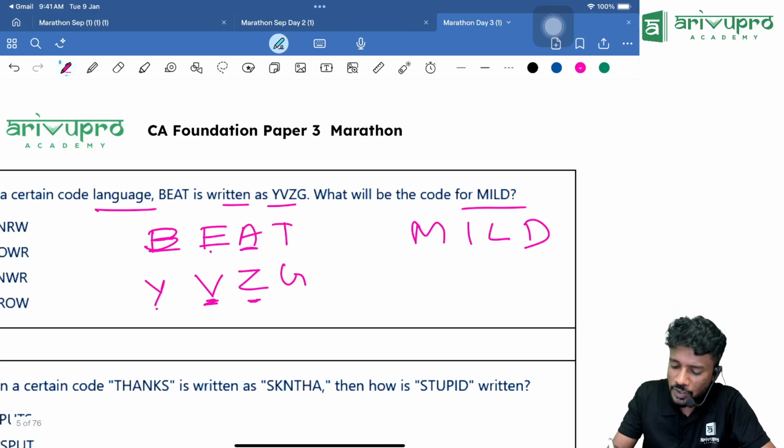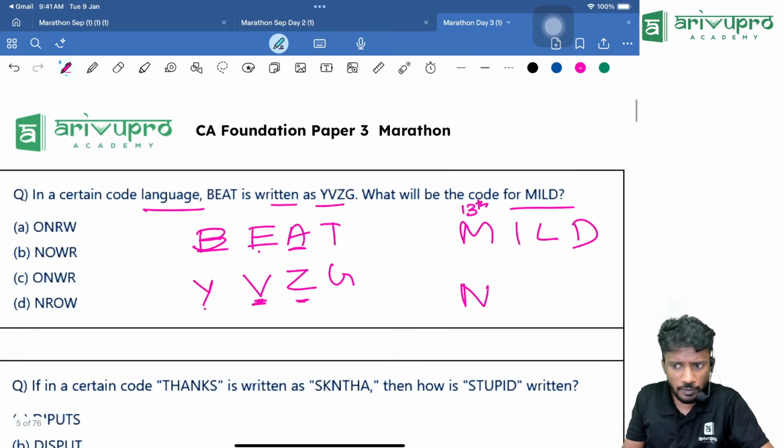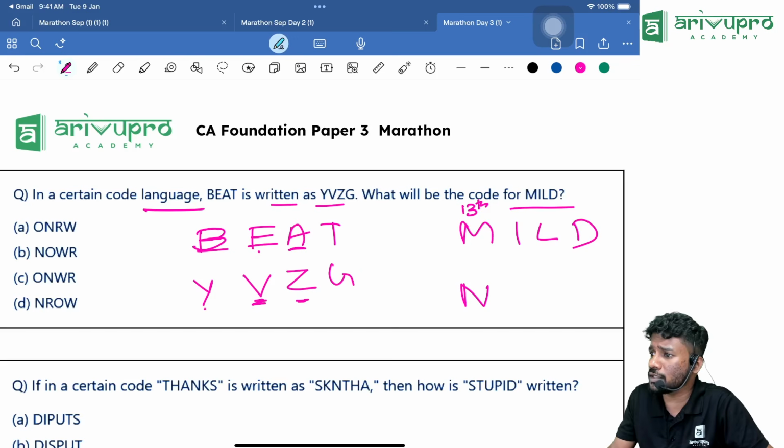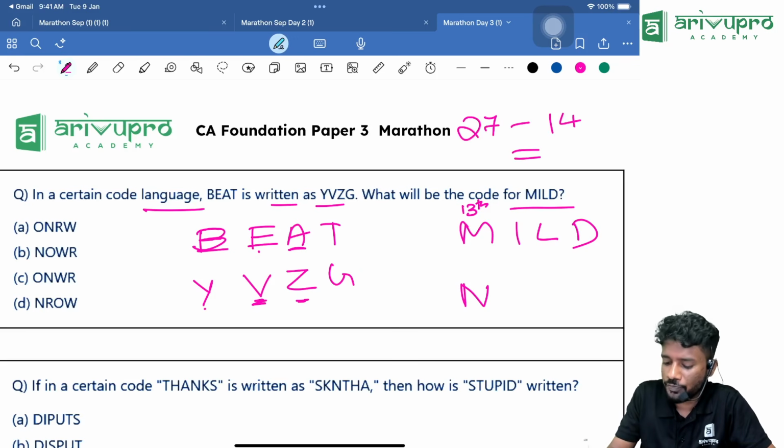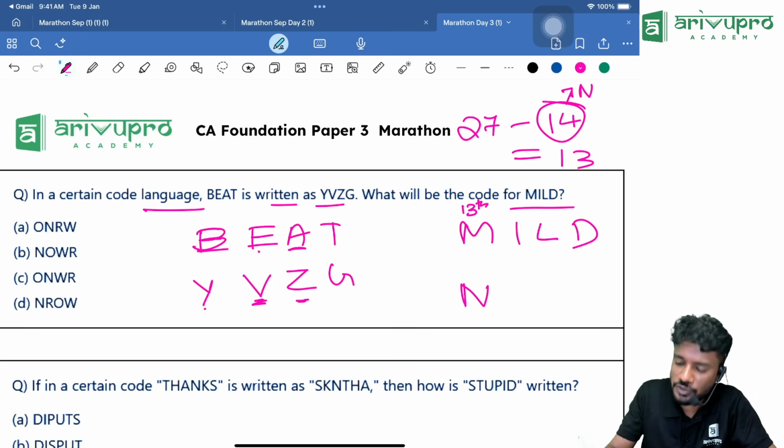Similarly, M is 13th from the forward position. Who is at 13th position from the backward? 27 minus what is 13? That is 14 is 13. So who is at 14th position? The N. So N is the answer.